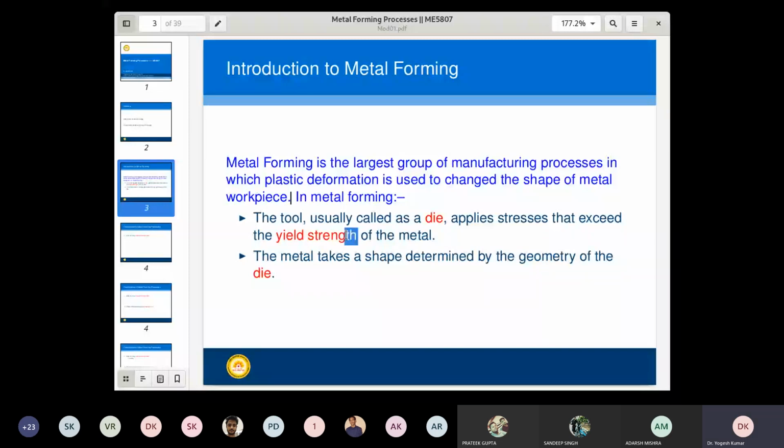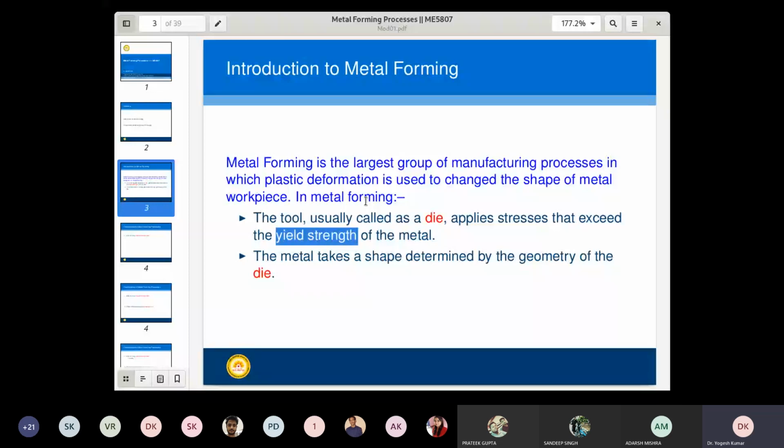You might not be able to recall what yield strength is, but we will discuss it in this lecture. And what happens? The metal takes a shape which is determined by the geometry of the die. There may be some impression also on the tool, but the workpiece is kept in between your tool and die. So this is how we are trying to understand metal forming processes.